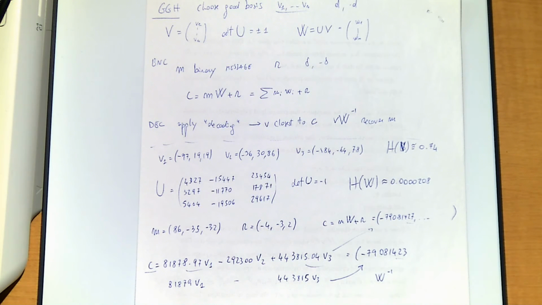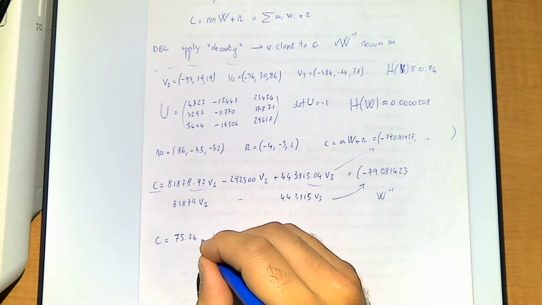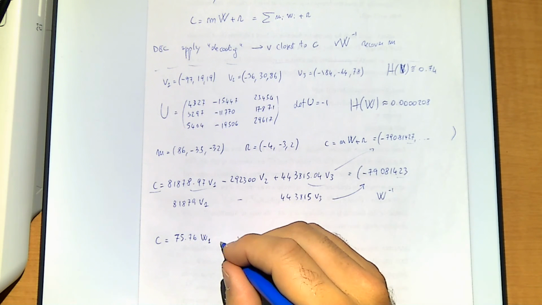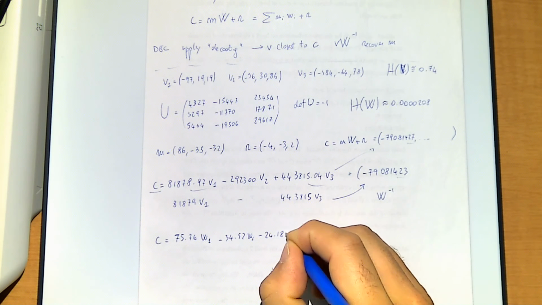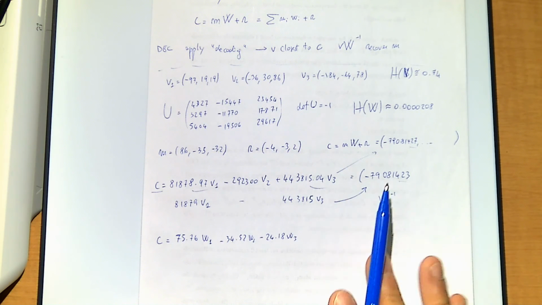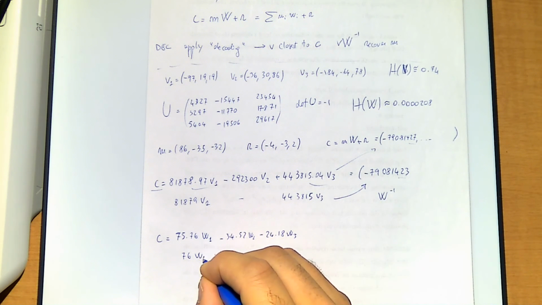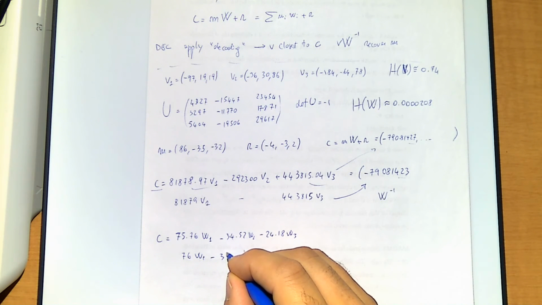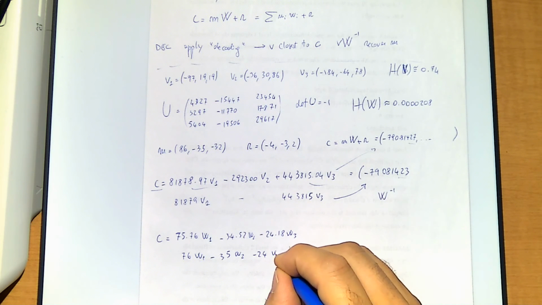Now, if you try to do this with the public basis, what you find instead is that C is 75.76 W1 minus 34.52 W2 minus 24.18 W3. You see now my coefficients are going to be smaller, right? Because my basis has bigger vectors. And when you do the rounding part, then this is 76 W1 minus 35 W2, and then minus 24 W3, right?